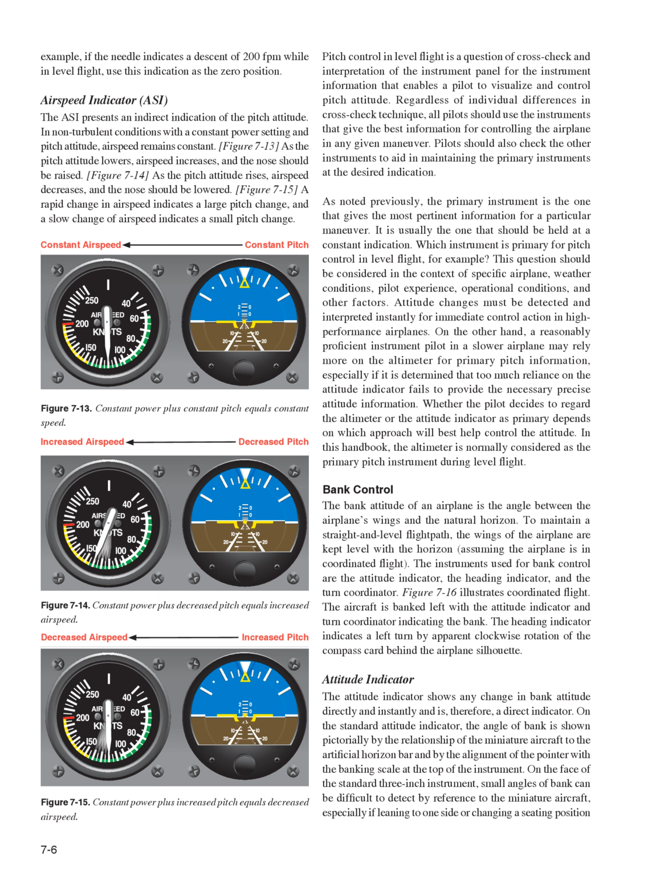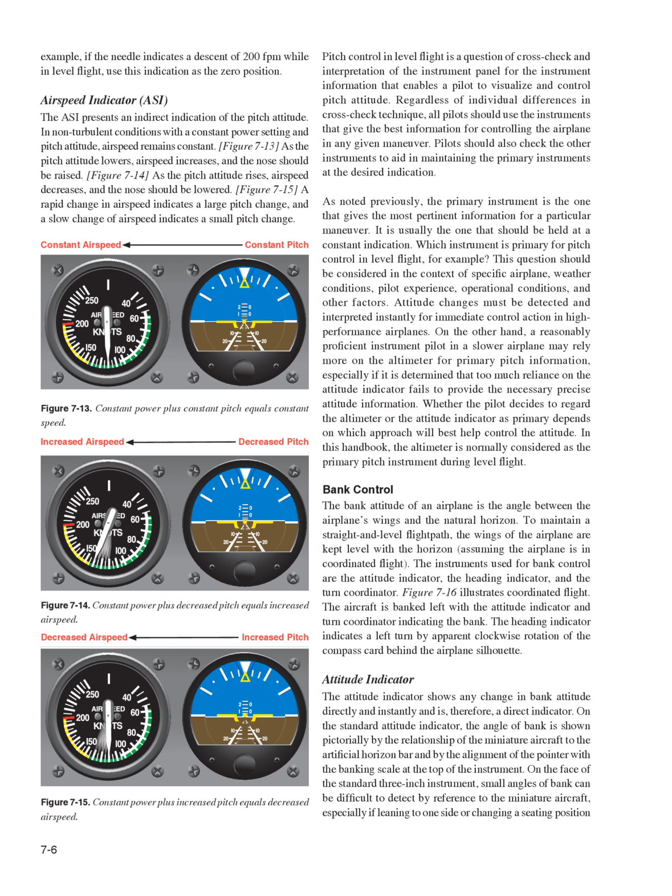Attitude changes must be detected and interpreted instantly for immediate control action in high-performance airplanes. On the other hand, a reasonably proficient instrument pilot in a slower airplane may rely more on the altimeter for primary pitch information, especially if it is determined that too much reliance on the attitude indicator fails to provide the necessary precise attitude information. Whether the pilot decides to regard the altimeter or the attitude indicator as primary depends on which approach will best help control the attitude. In this handbook, the altimeter is normally considered as the primary pitch instrument during level flight.